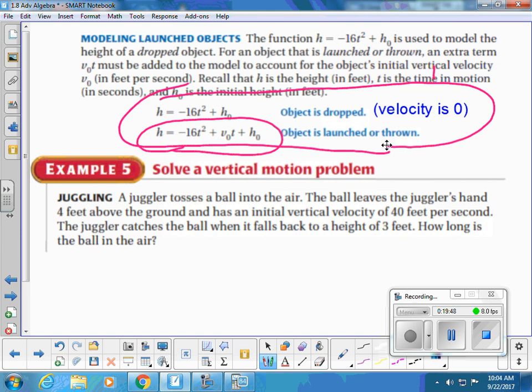Okay, so here's what all the variables mean. I'll just write them out. H stands for height of the object. Oftentimes they ask how many seconds the object was in the air. You want to solve for when height is 0 in that case. T stands for time in seconds.